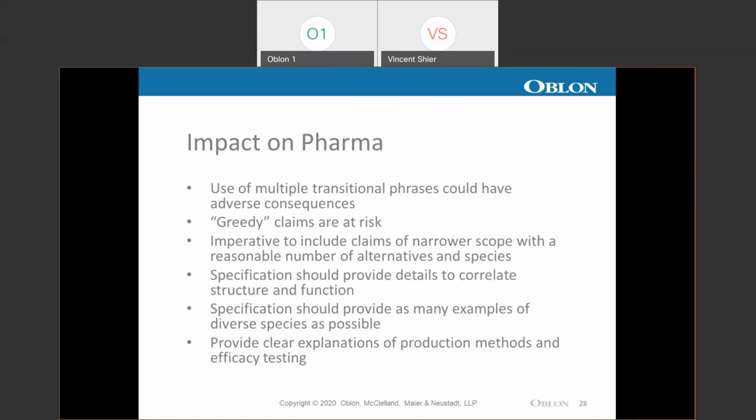Idenix smells of the next wave to come. The holding of a lack of enablement in Idenix gives the USPTO a much more effective tool to rein in the scope of Markush claims than relying upon some unidentified judicial doctrine. So it's certainly something that we see coming as the next wave.